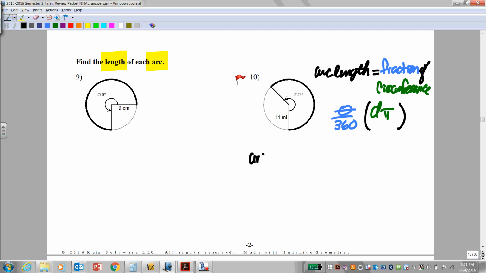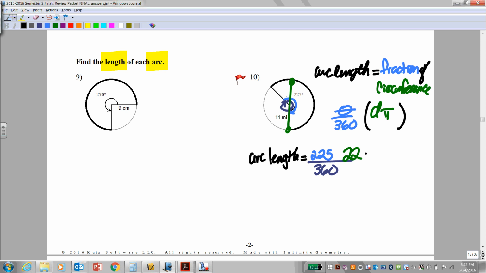So our arc length here, our theta, trace it, is 225 over 360. It would be your whole thing, times your diameter. Now, it's really important. Do not just look at this and pick up the 11. Physically trace your diameter. Physically trace it all the way across. Behold, that's not 11. That's 22.